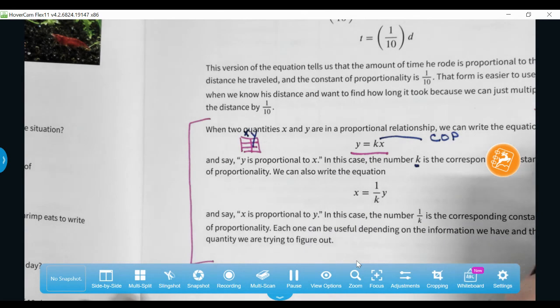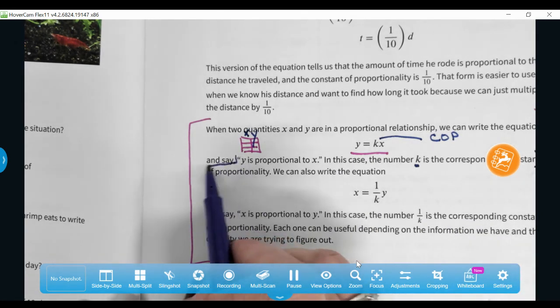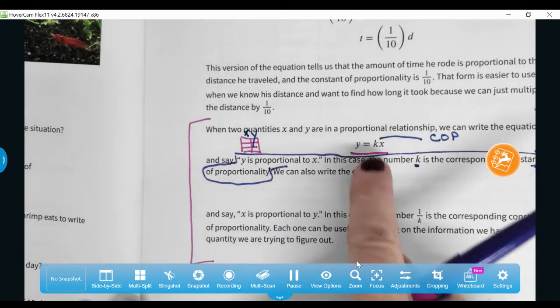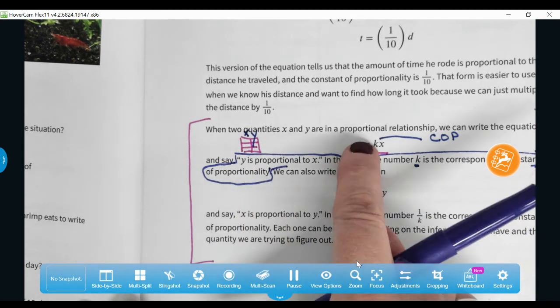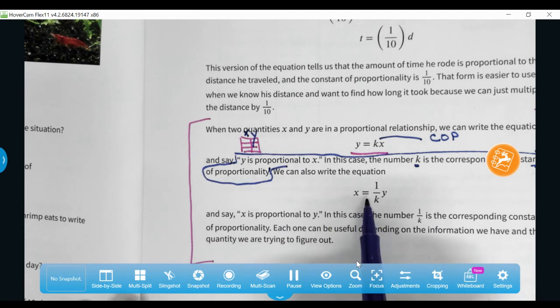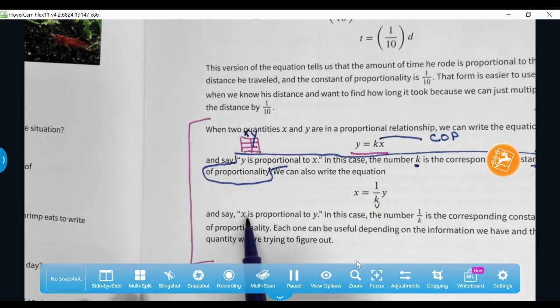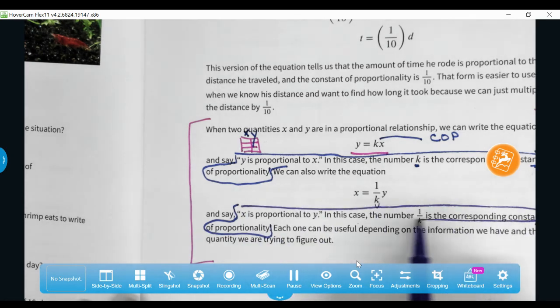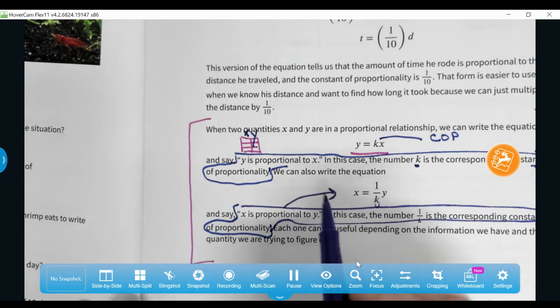So this is a mouthful, but this right here is the English sentence, right? That's the English sentence. This is the math sentence for that. These two things are synonyms. We can also write the equation x equals 1 over k times y, or like the reciprocal, and say x is proportional to y. In this case, the number 1 over k is the corresponding constant of proportionality. Again, all of this is the English sentence, right? It's the words to that math sentence.